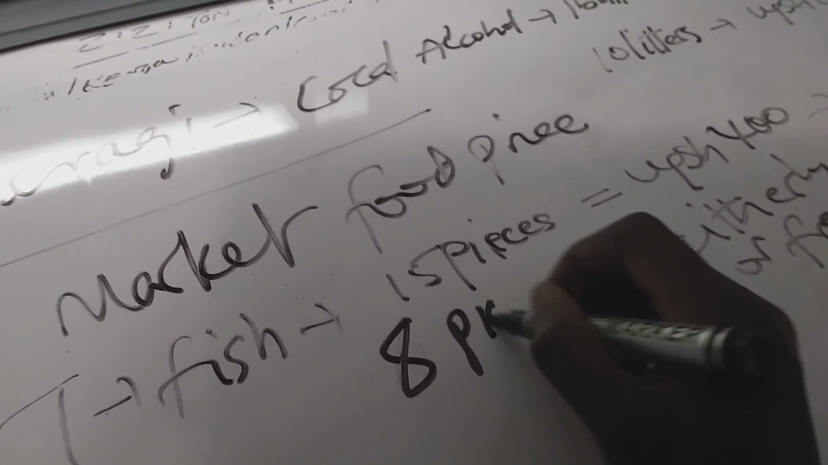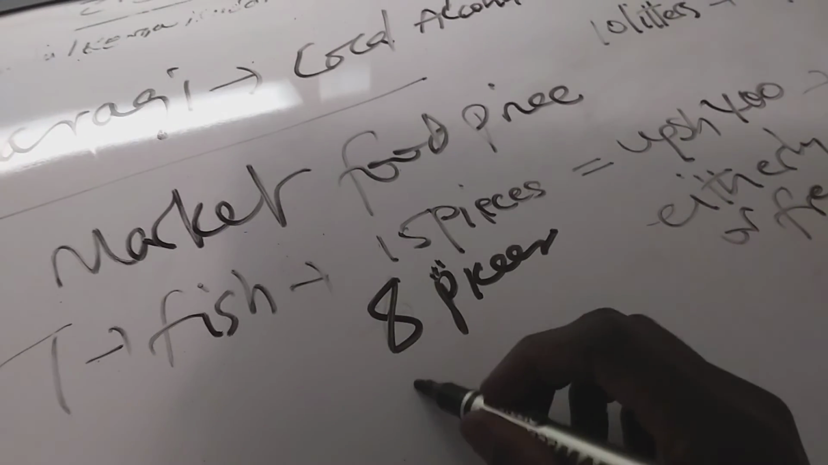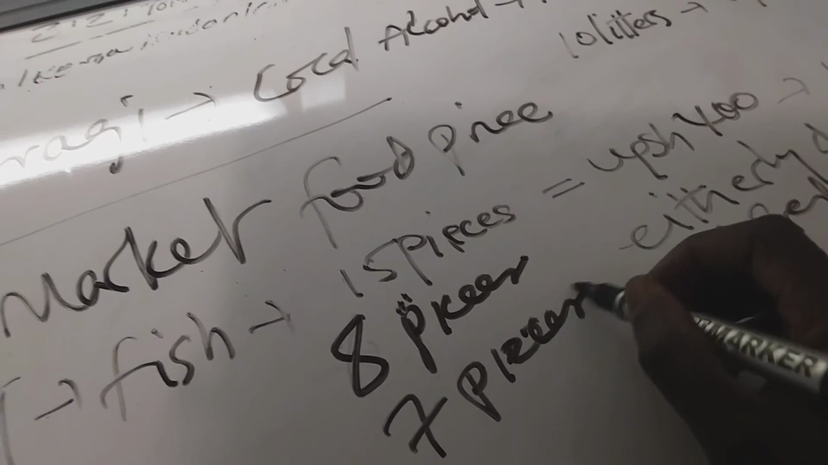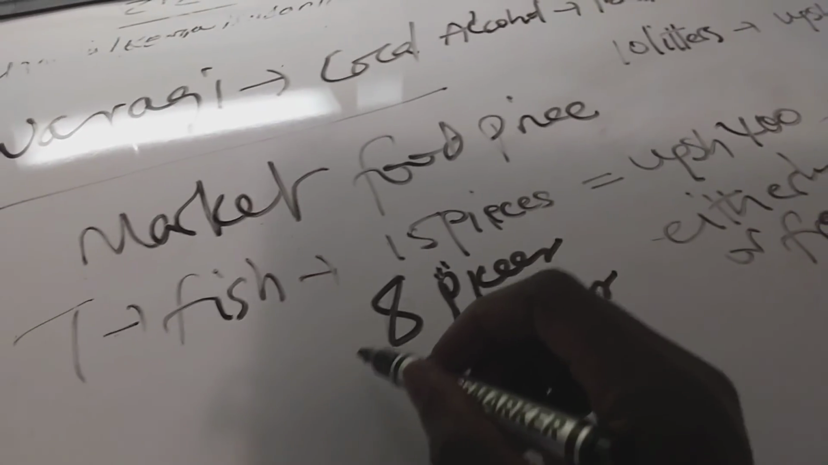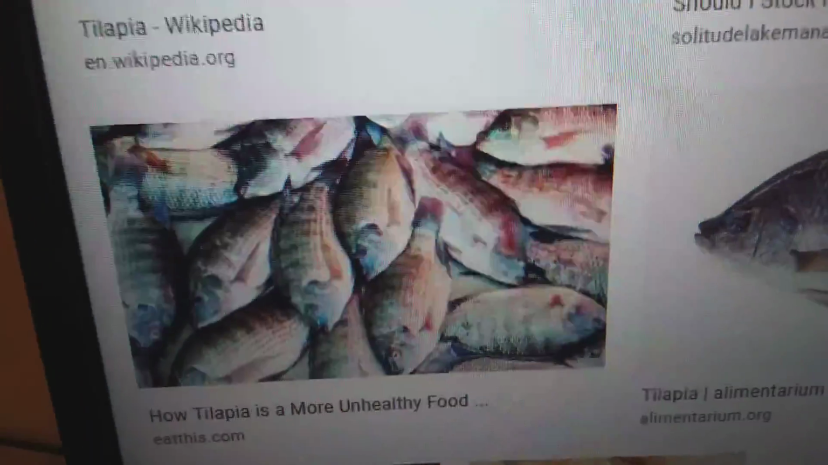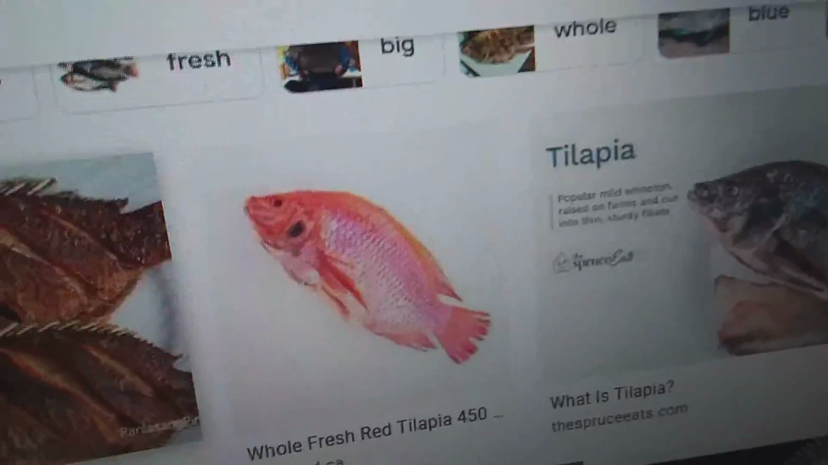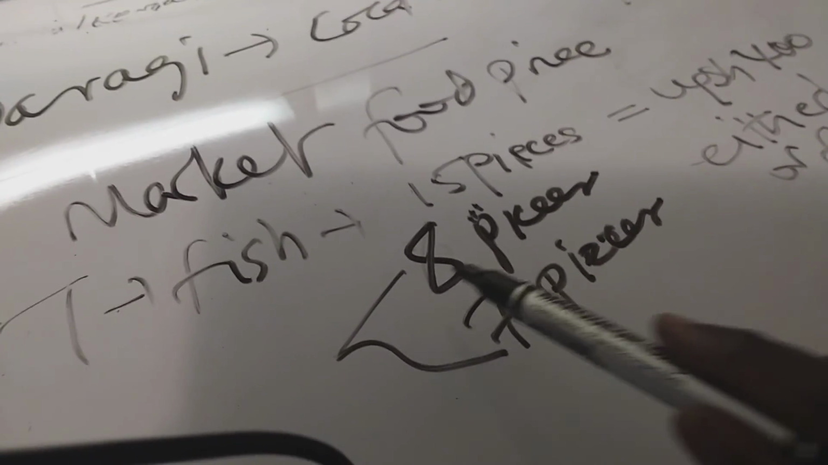This is roughly 8 pieces, or 7 pieces, at 400. If we look at these, they look big on the computer, right? But normally when they dry it they look like that, because that's the size of the meat. So those guys used to sell like that. That is 8, that is 7.